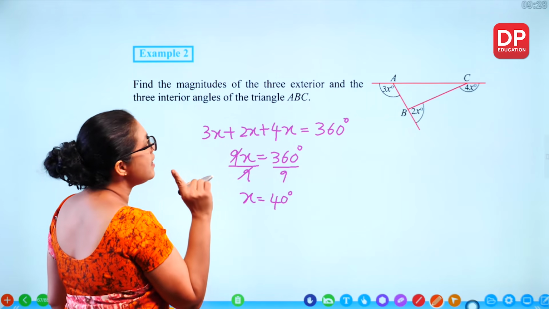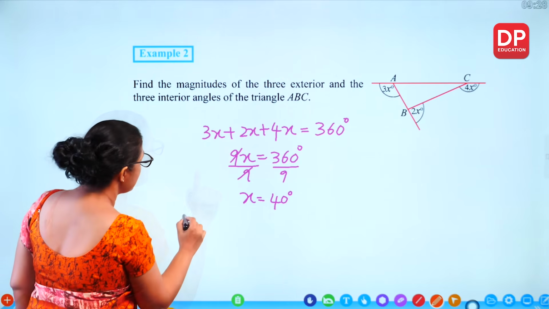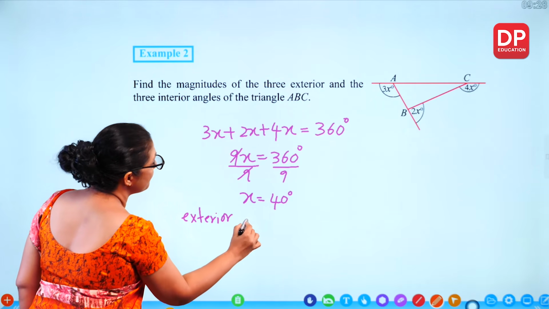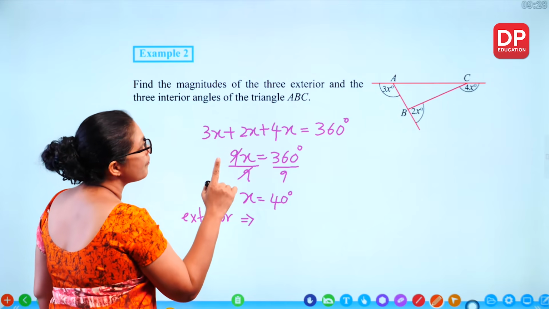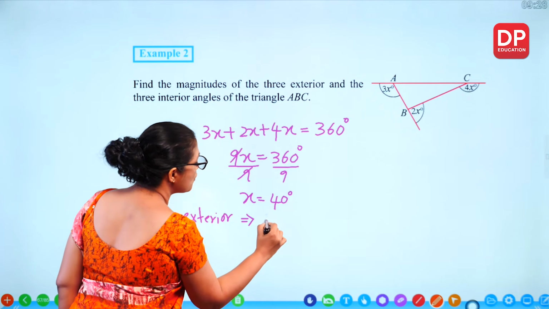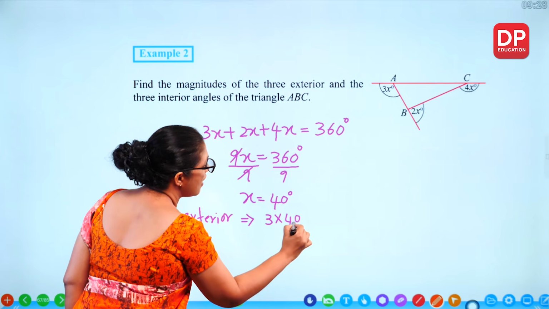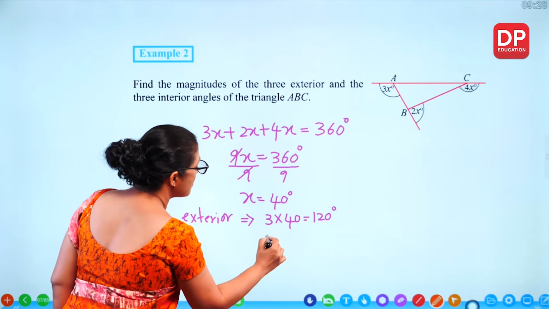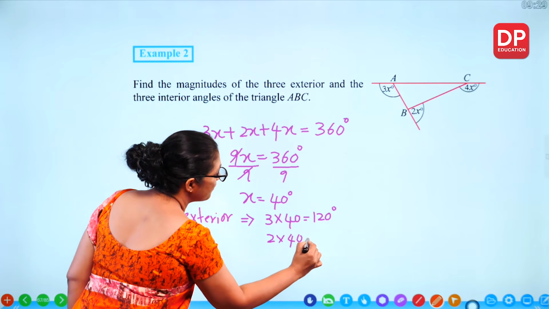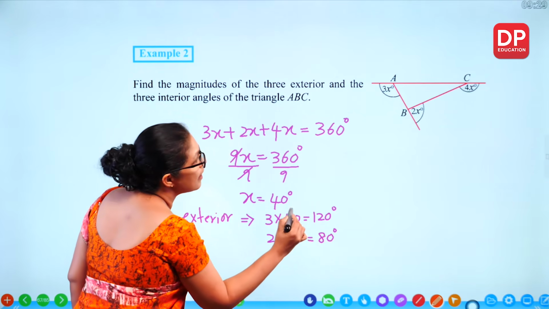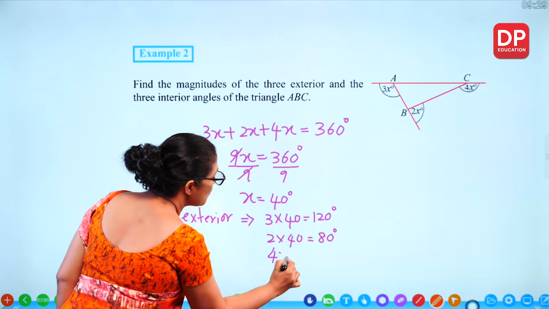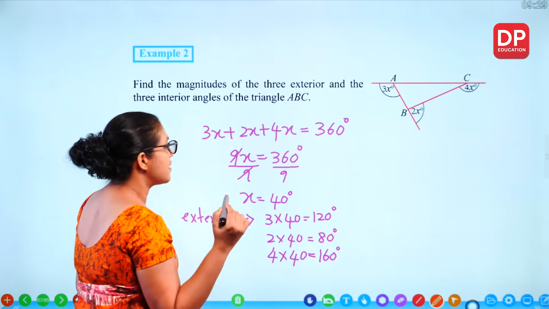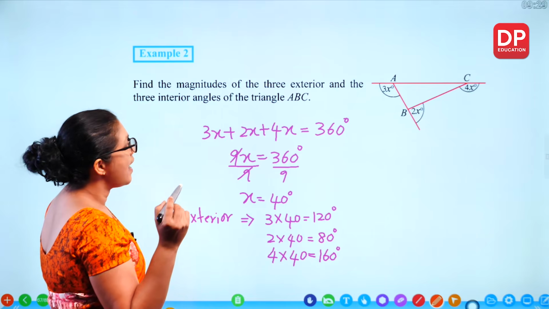So what are the 3 exterior angles? Exterior angles are 3x. 3 times 40, you get 120. And the other one, 2x. 2 times 40, that's 80. And 4x. 4 times 40, 160 degrees. So those are exterior angles.